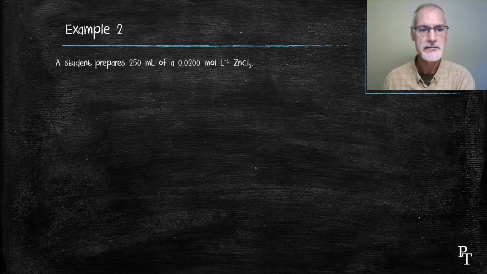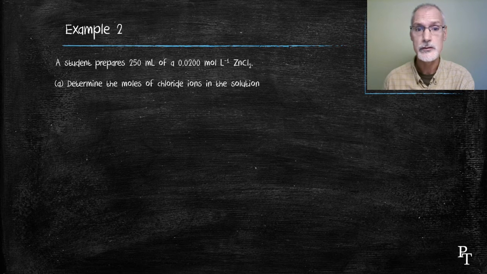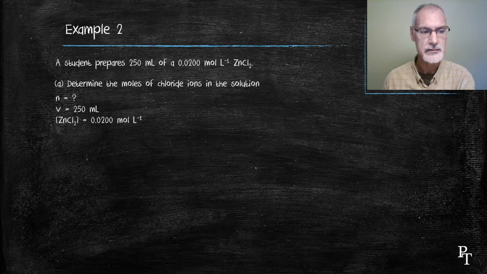Let's look at a second example. A student prepares 250 milliliters of a 0.0200 mole per liter zinc chloride solution. My first question is I want to determine the moles of chloride that are present in the solution. Again, my given information, I have the number of moles and the volume and the concentration. You'll notice here that I've employed the use of square brackets. By convention, it's quite often that the use of square brackets is used to designate the concentration in moles per liter.